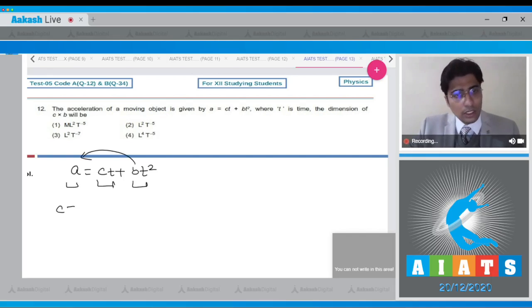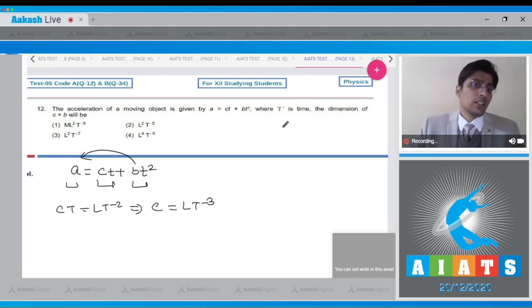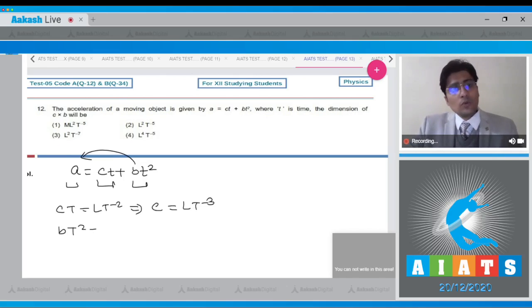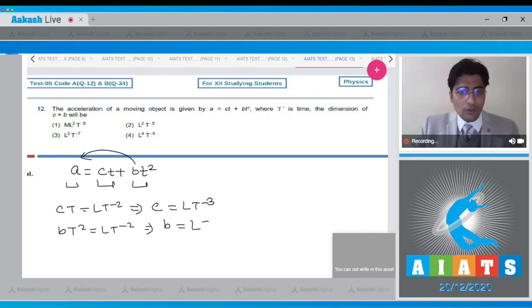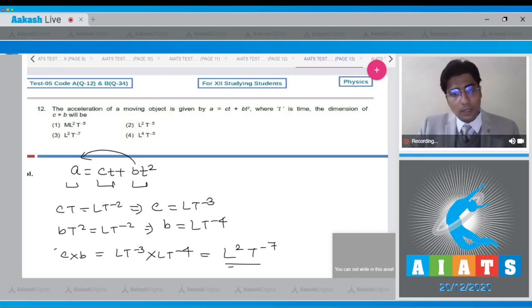So we can write down that Ct should be equal to LT minus 2, that is the dimension of acceleration. So C will have a dimension of LT to the power minus 3. Similarly, the dimensions of Bt square will be equal to LT minus 2, meaning that B has a dimension of LT minus 4. From this we can write down that C cross B will be equal to LT minus 3 multiplied by LT minus 4, and this, dear student, will give us a value of L2 T minus 7, and as we can see from the given options, the correct answer should be option number 3.